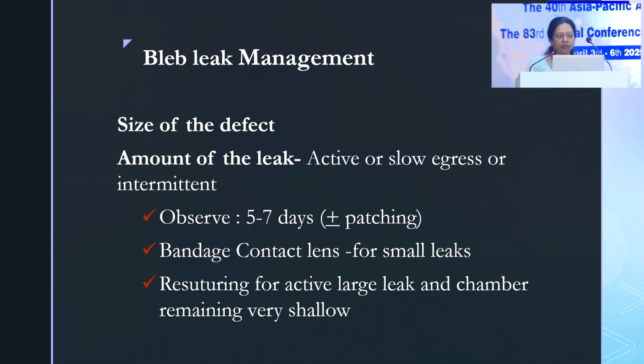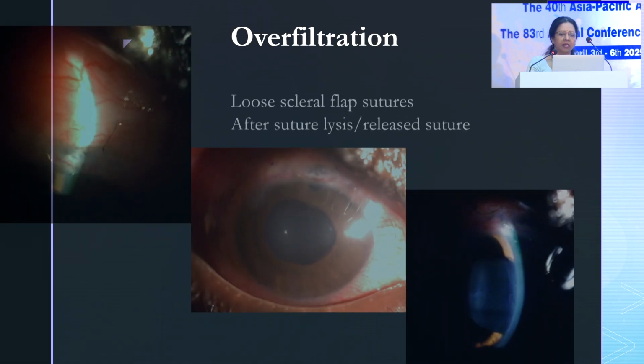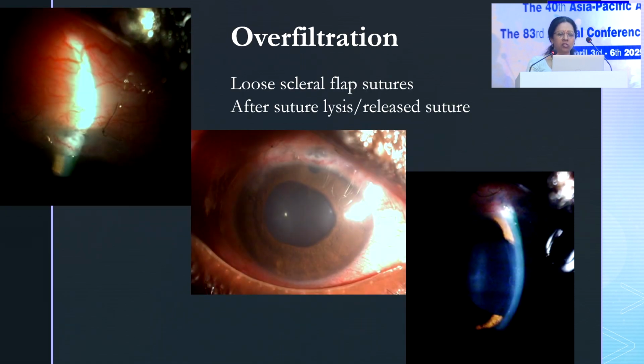But if there is an active leak from the wound and the chamber is very shallow and the pressures are very low, then in that case you need to take the patient to the operation theatre and resuture the conjunctiva. The other common complication is overfiltration. In overfiltration, you get a nice large bleb, but the Seidel's would be negative, and the chamber would be shallow, and the pressure is low.